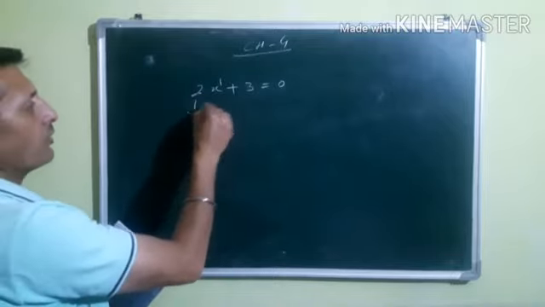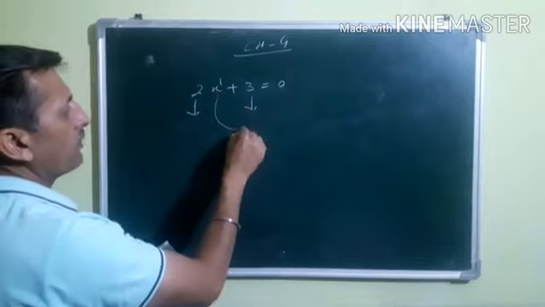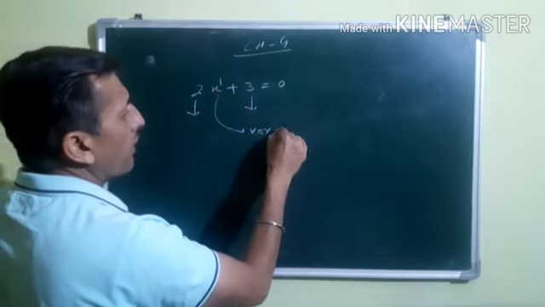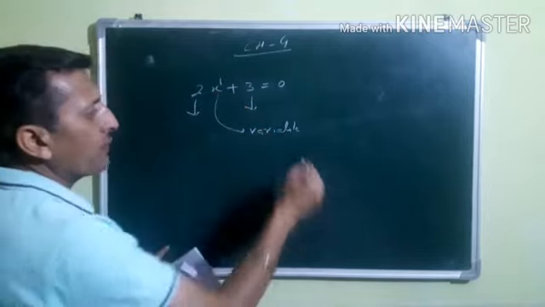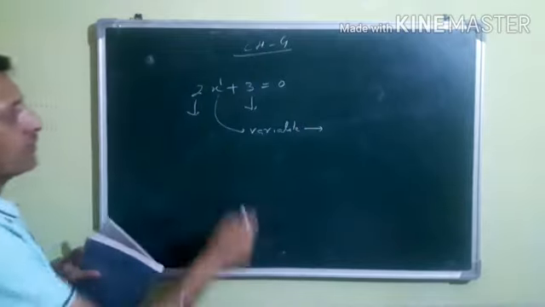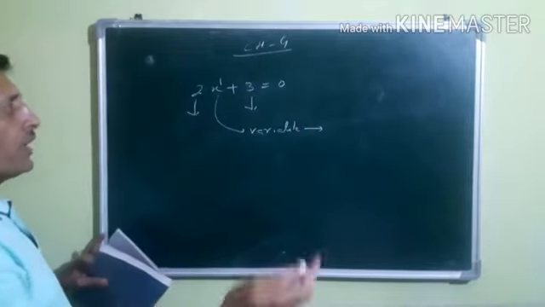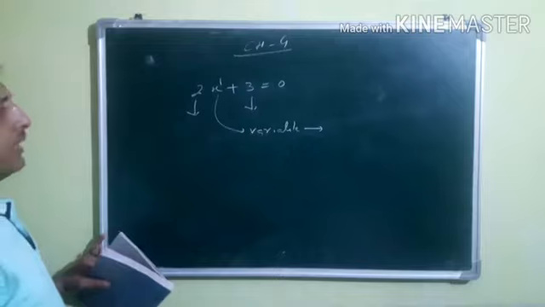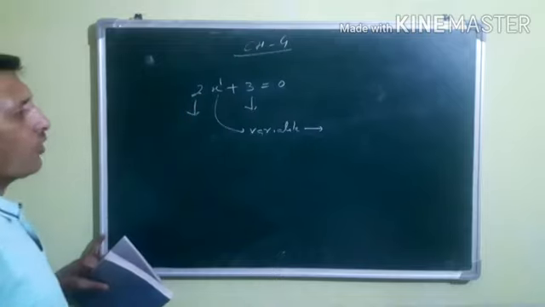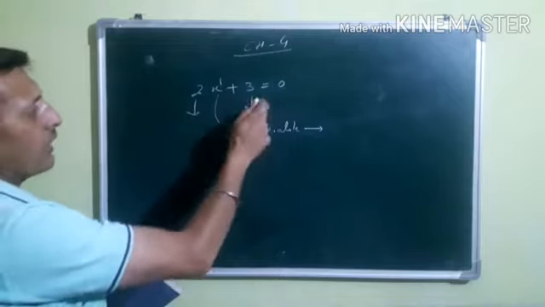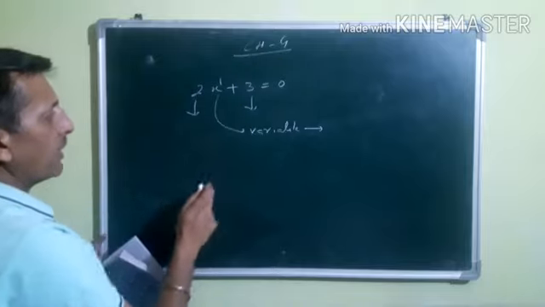Here 2 is a constant and 3 is a constant, but x is a variable. Variable means which can vary. So that's why this is called a variable. You can vary the value of x. But 2 and 3 are the constant values. So this is a linear equation with one variable.